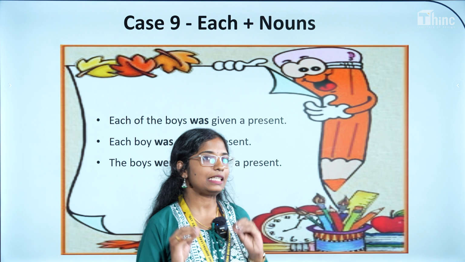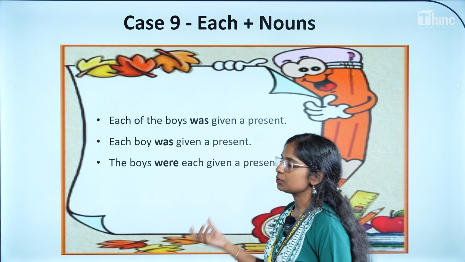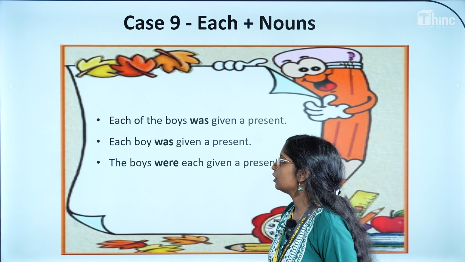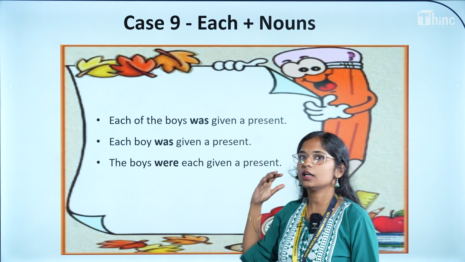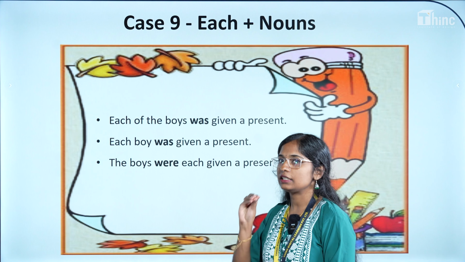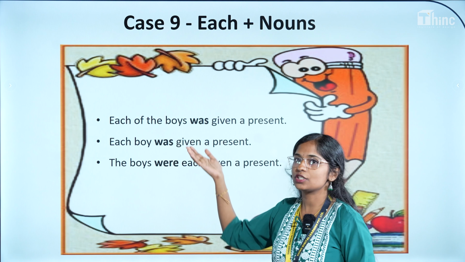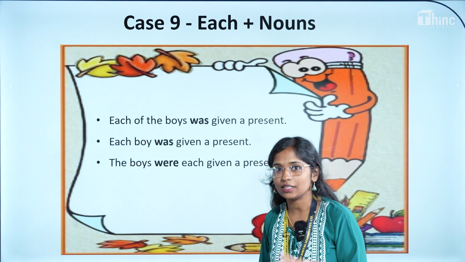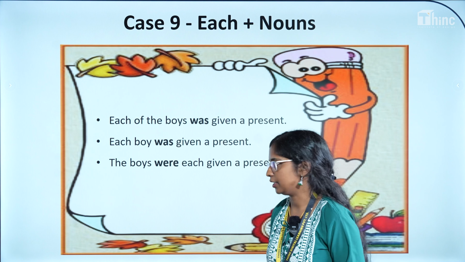Each. When "each" comes in sentences, we use the singular form of the verb. For example, each of the boys was given a present. Each of the boys, there is a group of boys and we are giving the present to each one of them. So each of the boys was given a present. Each boy was given a present.